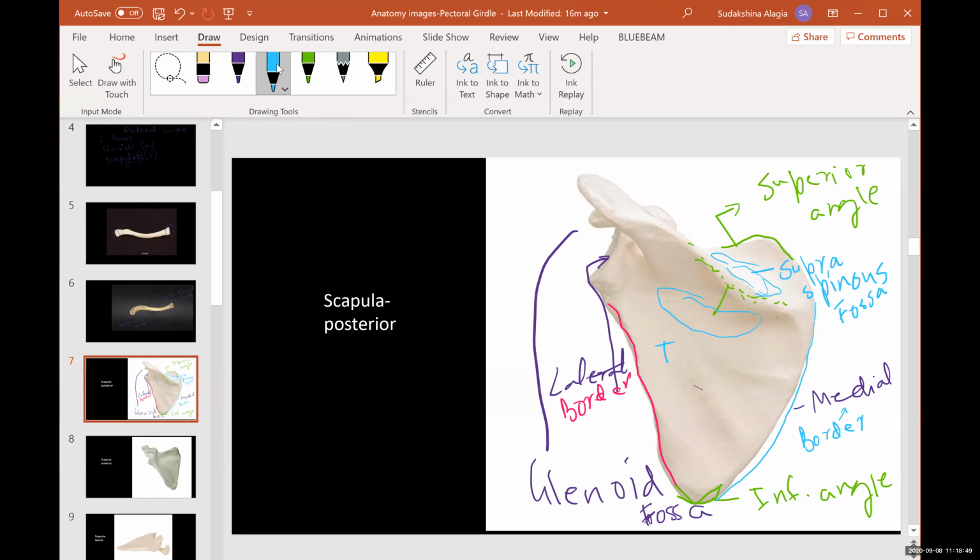Similarly, infraspinous fossa. Here is the infraspinous fossa, here is the supraspinous fossa. So although in anatomy the names seem random, if you go by understanding what the names tell you and go by these, like I said, hallmark features, everything will otherwise be random and mixed and it will be very overwhelming.